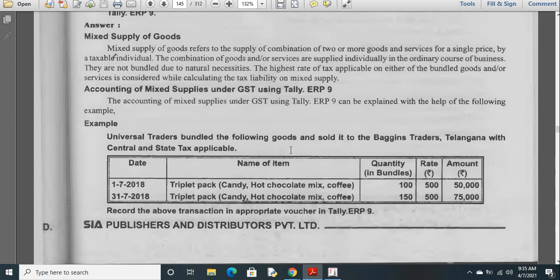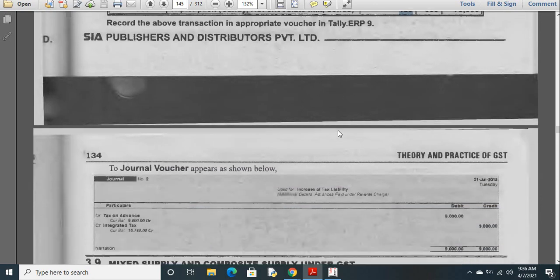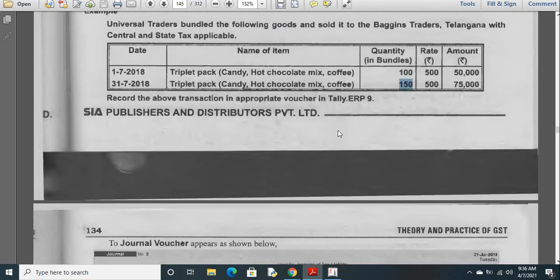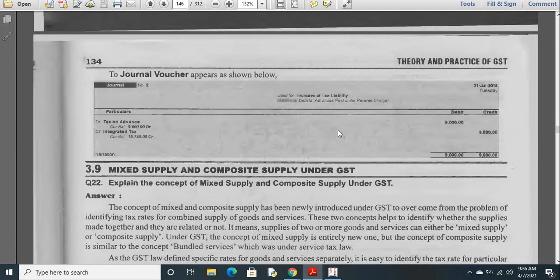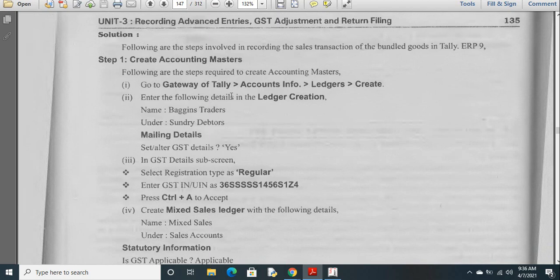In the first bundle we have 100, in the second bundle we have 150. This is the triplet pack: candy, hot chocolate mix, coffee. Same pack, but here we have only 100 items, and in this we have 150. So record the above transaction in Tally. How to enter the transaction? What do we have to create?